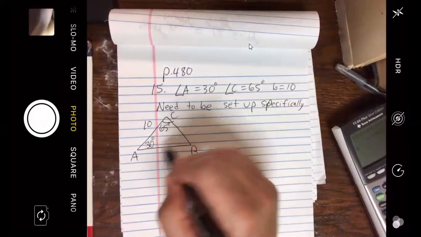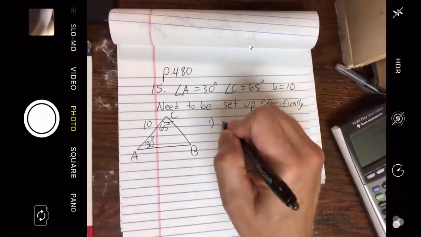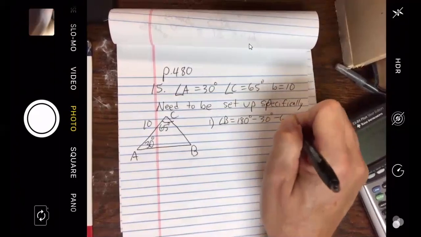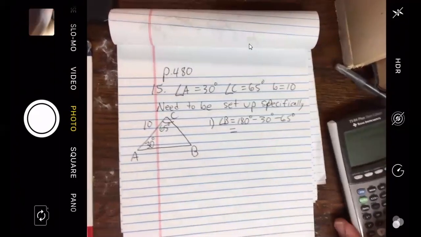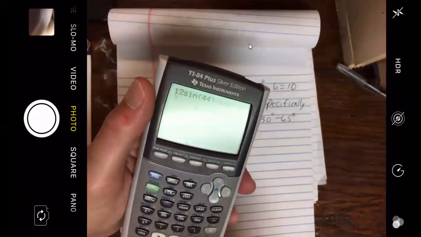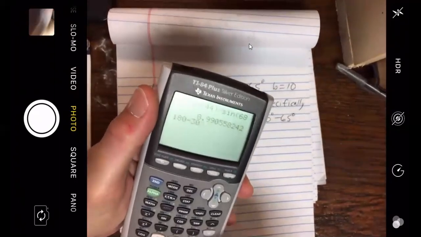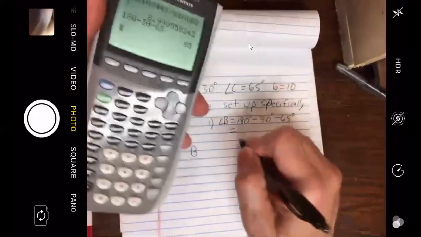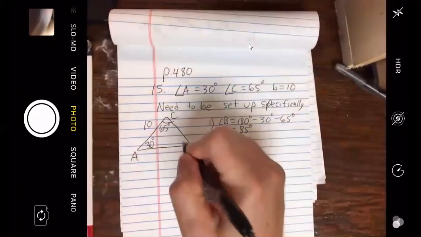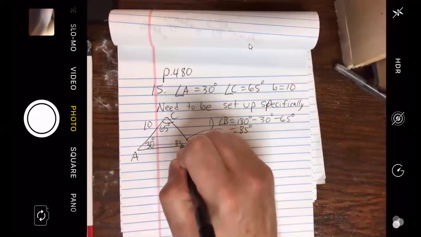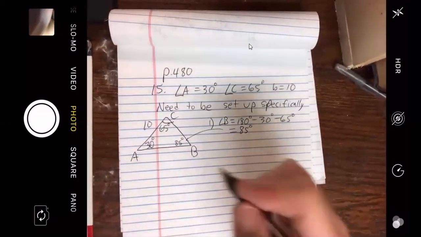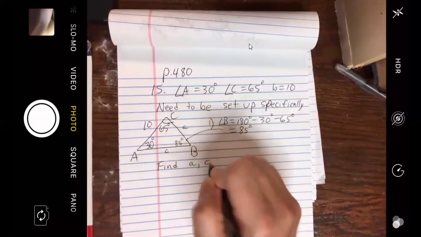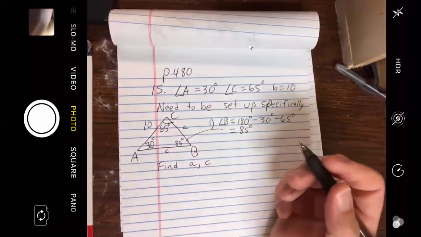So if I know two angles, first thing I go for is the third. So angle B is 180 minus 30 minus 65. 85 degrees. Yep, 85 degrees. We need to find little a and little c. The order we do it doesn't much matter.